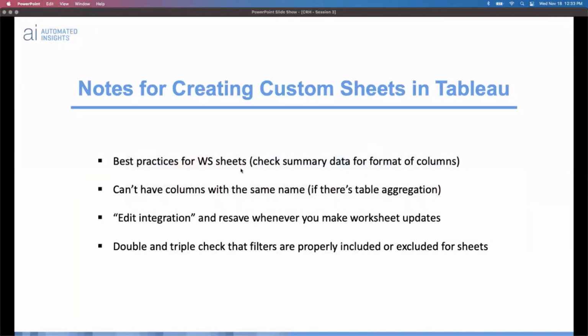Whenever you are creating those hidden sheets as well, make sure you don't have columns with the same names. That's usually just best practice anywhere, especially if you're doing table aggregations, but in general, make sure your columns all have unique names. Otherwise, it's going to mess up your variables because the column names are what become the variable names. Edit integration to make updates to your sheets.